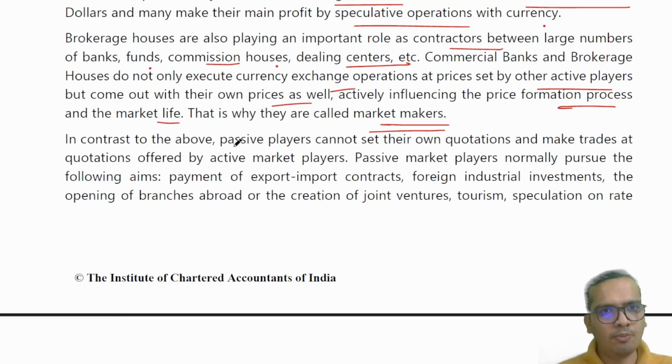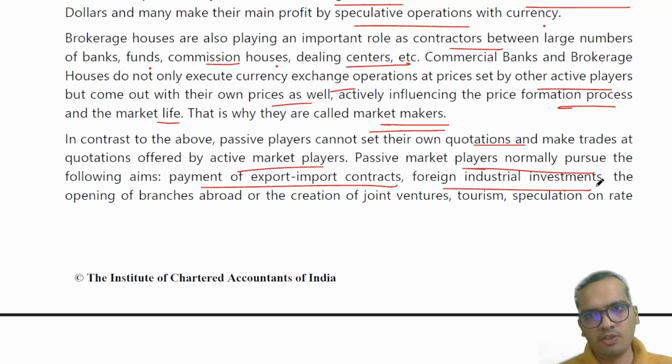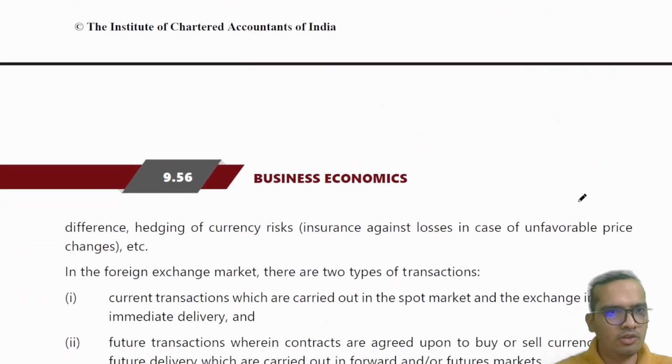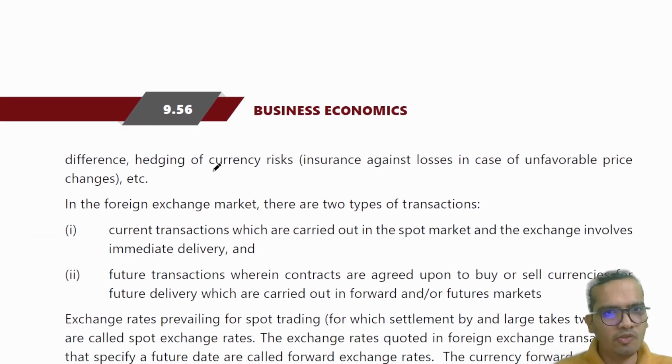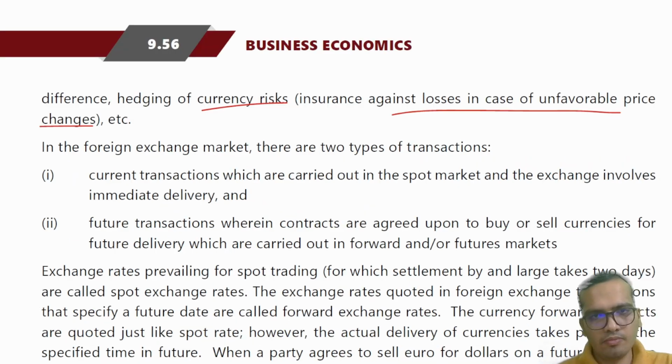In contrast to the above, passive players cannot set their own quotations and make trades at quotations offered by active market players. Passive market players normally pursue the following aims: making payment of import-export contracts, foreign industrial investment, the opening of branches abroad or the creation of ventures, tourism, speculation on rate differences, hedging of currency risk, that is insurance against loss in case of unfavorable price change, etc. So hedging primarily means that you are taking some protection against a loss that is going to happen, you are taking insurance.